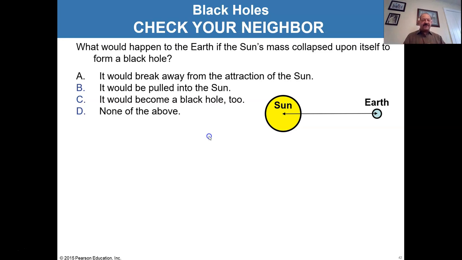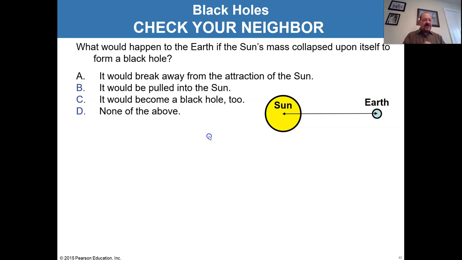All right, what would happen to the Earth if the sun's mass collapsed upon itself to form a black hole? It would break away from the attraction of the sun. It would be pulled into the sun. It would become a black hole too. None of the above. Think about that.